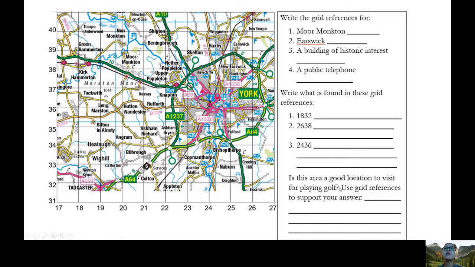But the question says use grid references to support your answers. So you have to give the grid references of the golf course. Giving this four-figure grid reference, I'd go to the bottom left corner, then I'd go down, first hitting 22 and 34 on the x-axis. So the coordinates for this golf course are 22, 34. Please pause this video now and finish all of these questions so that you can post them on Seesaw later.